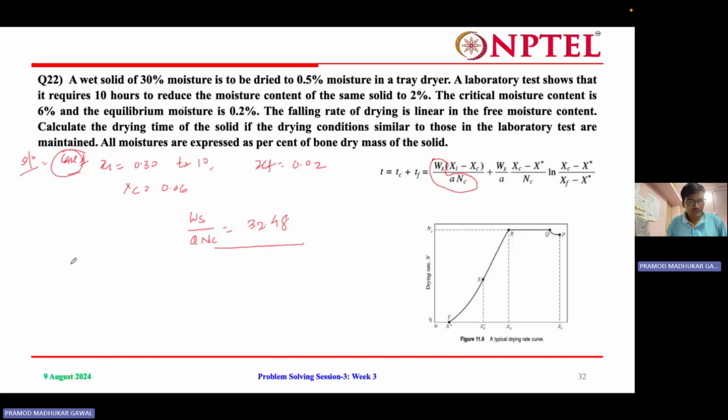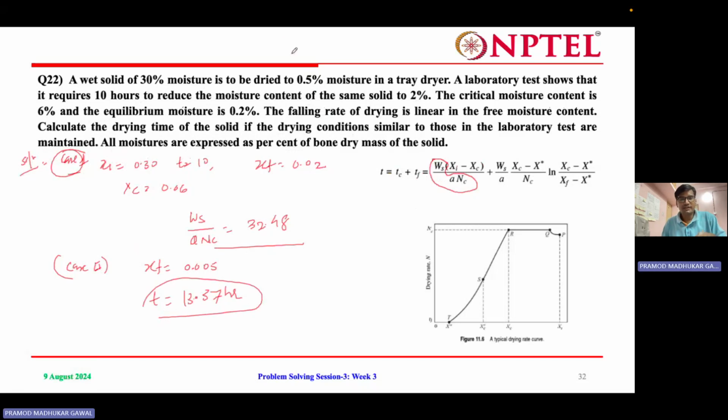So here for case 2, xf is equal to 0.005, right? So we know these terms. Now just change this value and put in all the other values the same. So you will get the time. So T is equal to 13.37 hours.